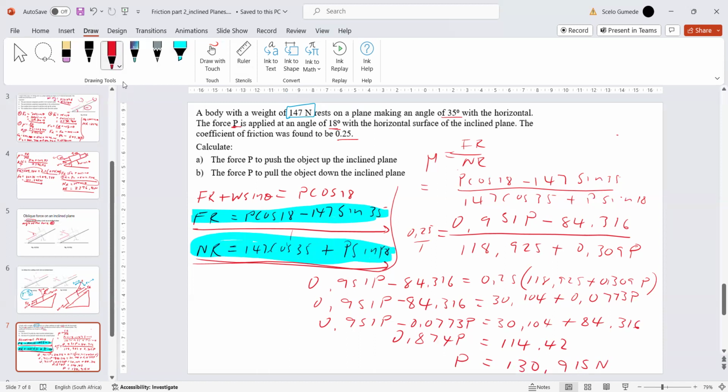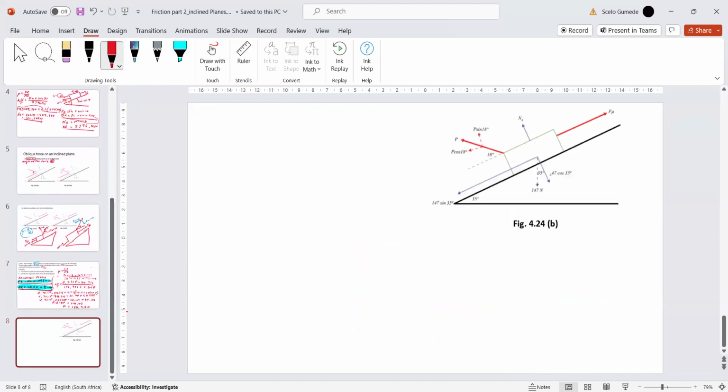Number B, quickly. The force P to pull the object down the incline. Now we are pulling it down the incline. I hope the diagram is there. Yes, it is. So you are pulling it down. You are not pushing it. So when you are pulling something, you are holding it from the front. So I don't expect to see this force at the back, because you are pulling an object. So here it is. Here's the diagram.